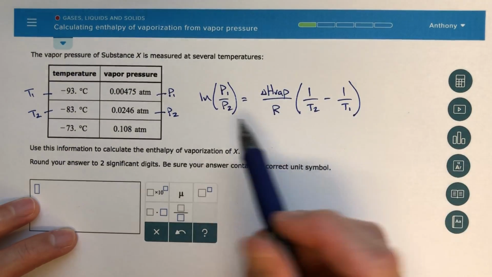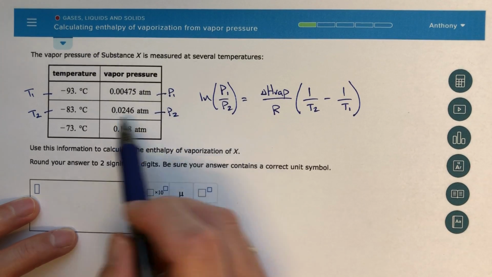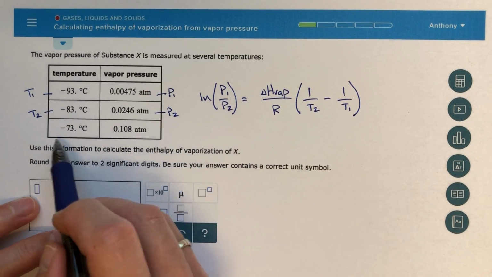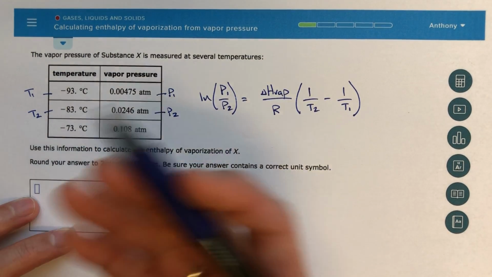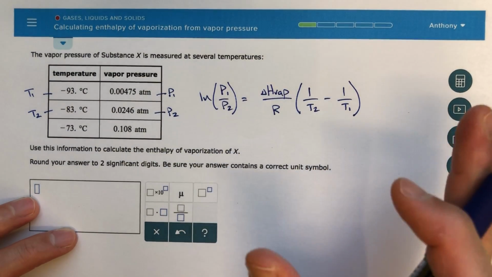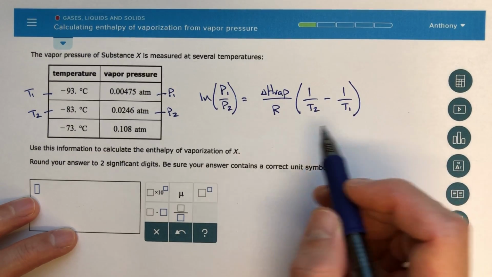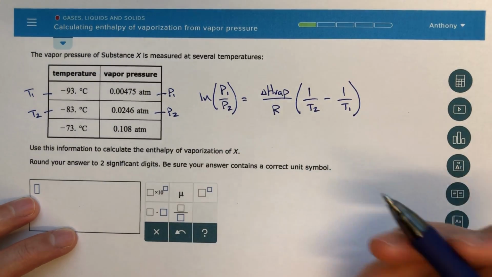So, like I said, I'm just going to use P1, P2, T1, T2. I'm going to ignore this last data point. You could use it if you wanted to. It's definitely usable, but you don't need to. So let's go ahead and plug the information in and see what we get.